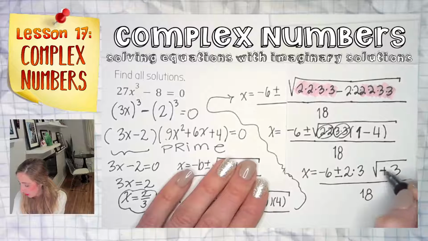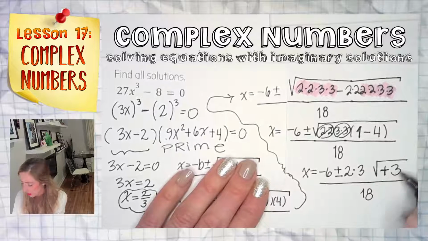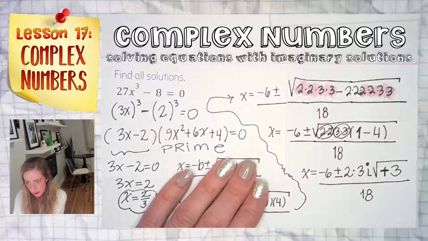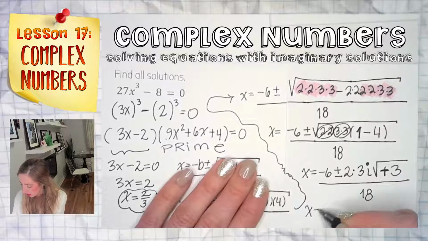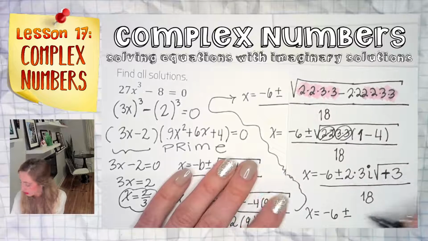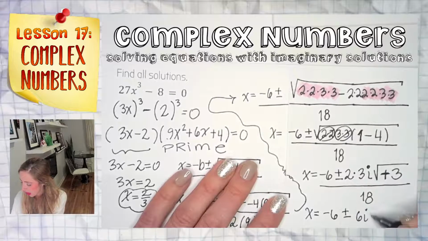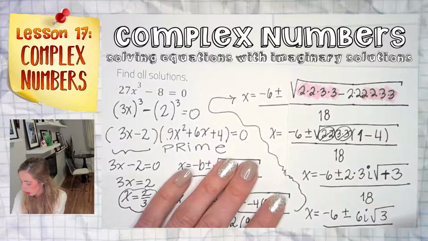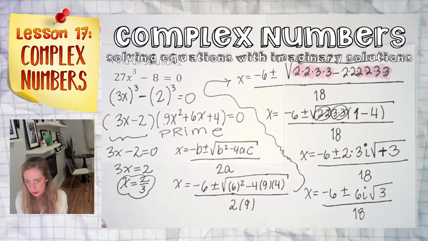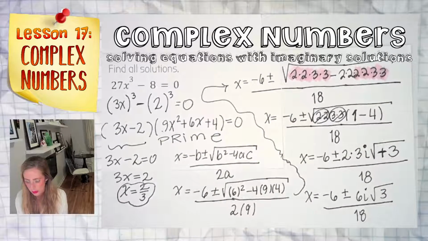The negative can come out. It's going to turn into a positive because that negative comes out and turns into our imaginary unit i. x equals negative 6 plus and minus 6i square root 3, all over 18. Oh boy. There we go. Now, time for the purple pretzel.